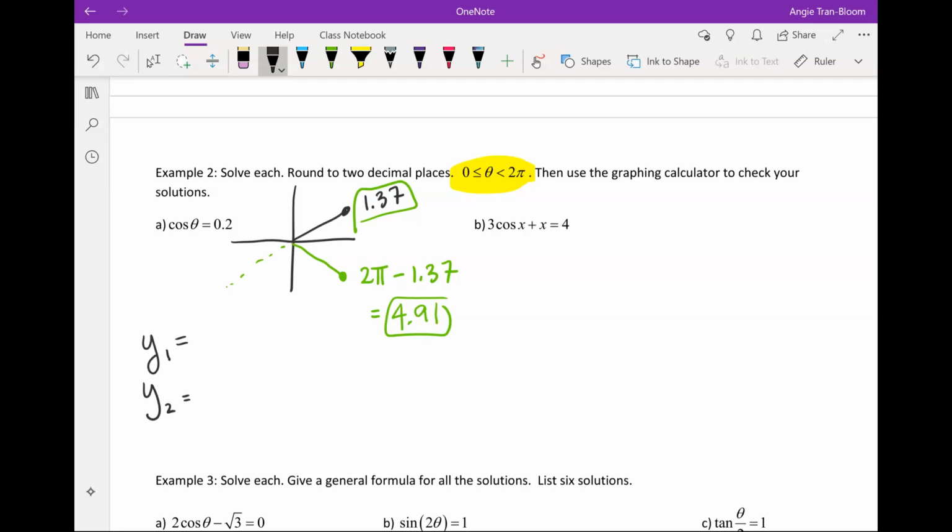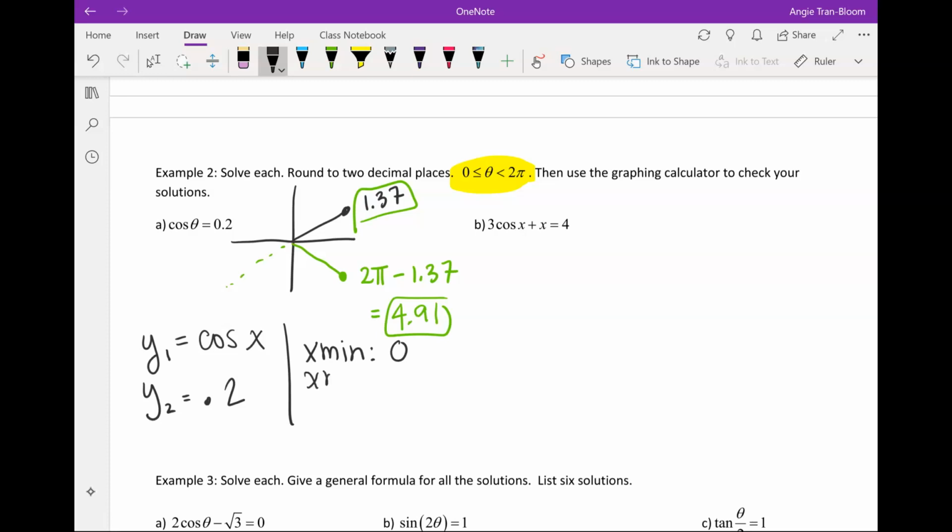Cosine of x or 0.2? It's not a trick question. Just pick one. Thank you. So everyone on y1, cosine of x. That means y2 would be the other side of the equation, which we now have to put in 0.2.